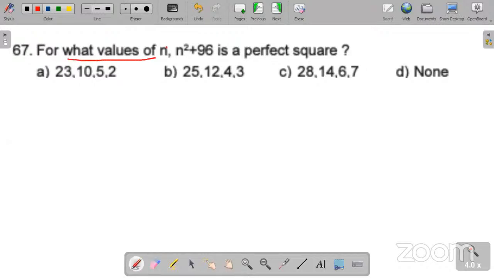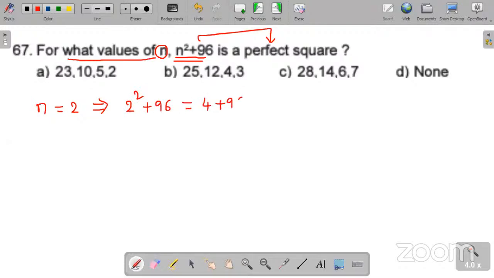First of all, read this question. For what values of n is n square plus 96 a perfect square? That means for what values of n? If you go on replacing n values, n square plus 96 should become a perfect square. That we need to check. Option wise, let us check. For example, if you put n equal to 2, what do you get now here? n square means 2 square plus 96. 2 square is 4.